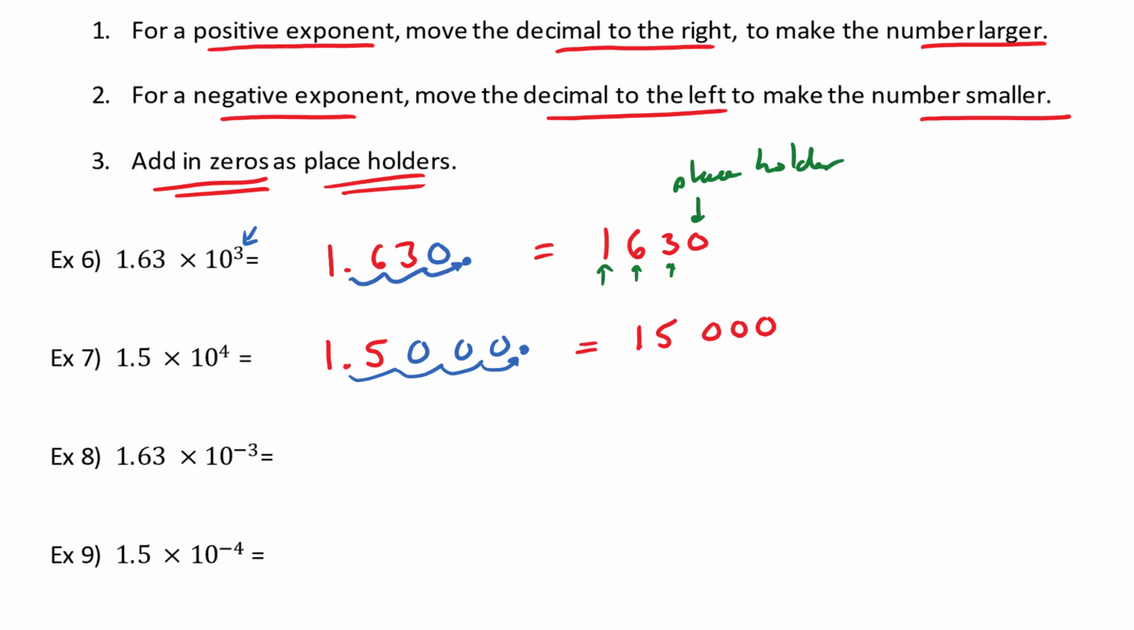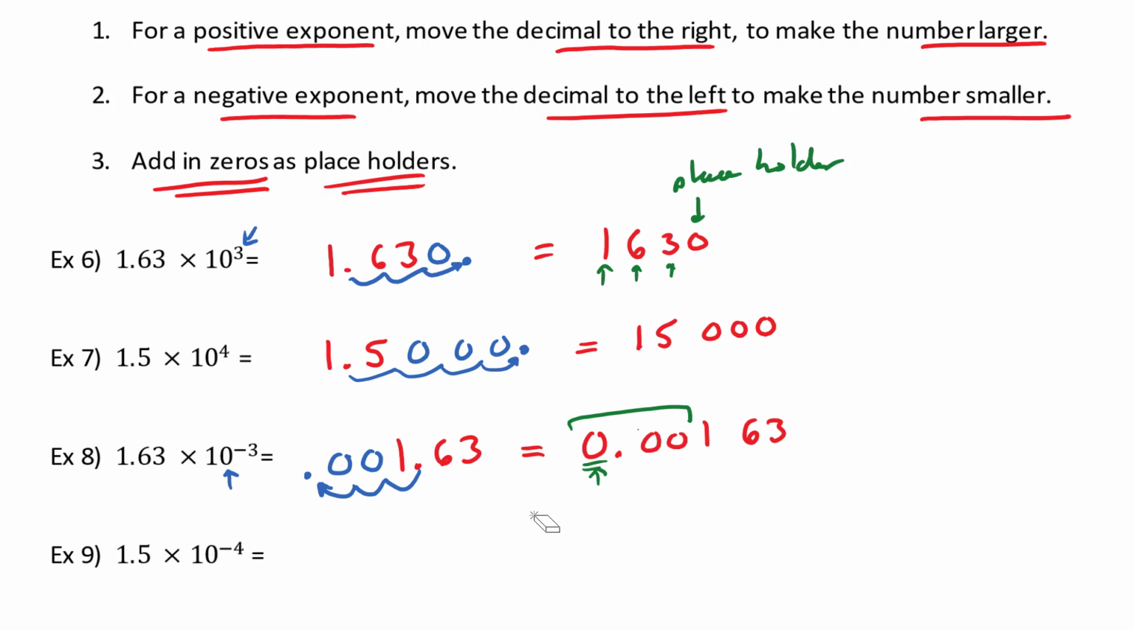Let's look at these two now. I have 1.63 times 10 to the minus 3. So this is a very small number. 10 to the minus 3 is 1/1000th. So this number 1.63 has to be 1/1000th smaller. I move the decimal 1, 2, 3 places over, putting in zeros as placeholders. This gives me 0.00163. Again, please note, these zeros are placeholders. Also note, never write a decimal at the beginning of a number. There must always be a 0 if there's no other number in front of the decimal.